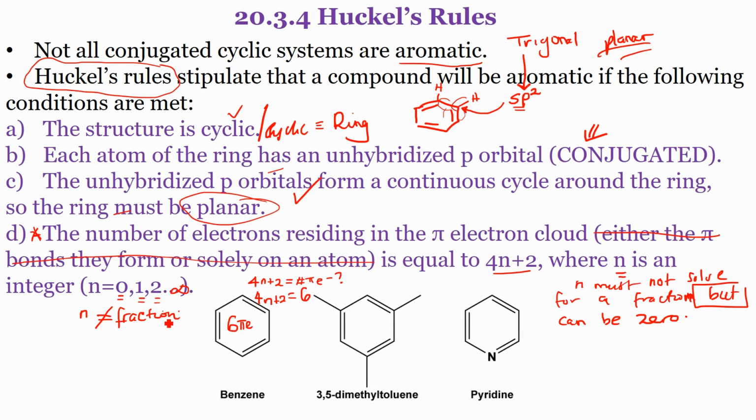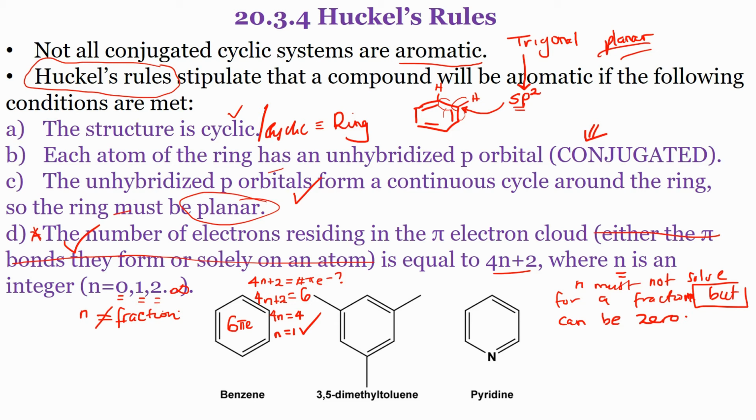If n turns out to be a fraction, that structure is not aromatic. It's something else. It might be anti-aromatic or non-aromatic. We'll define that soon. So 4n equals 4, and n will turn out to be 1. It's not a fraction. So benzene passes the fourth rule.